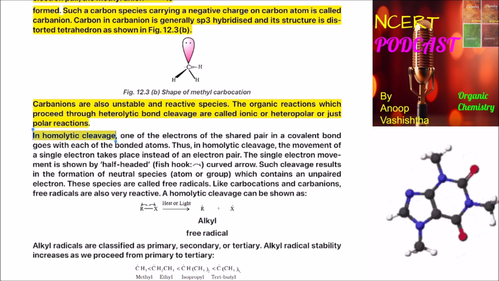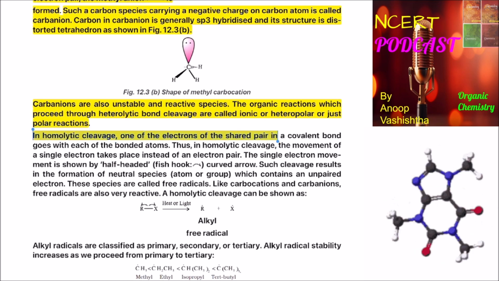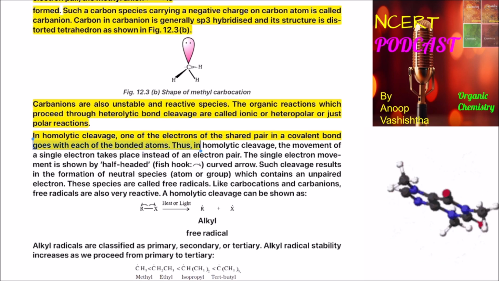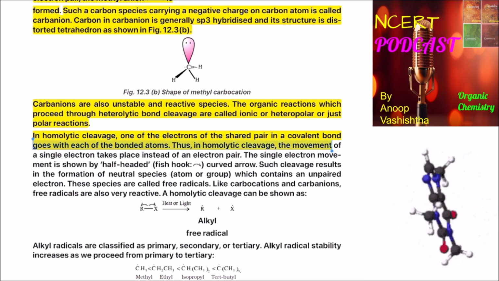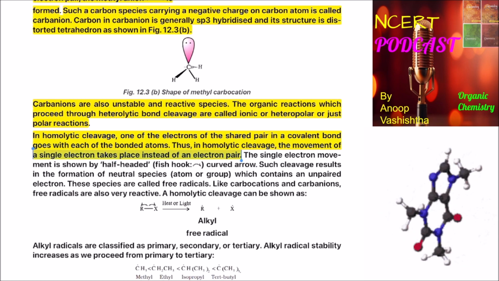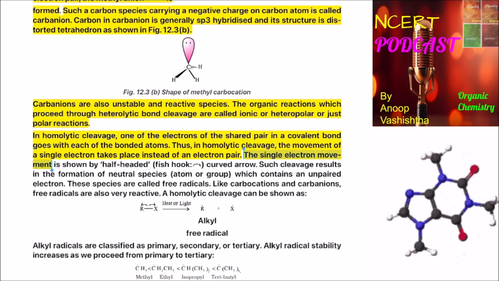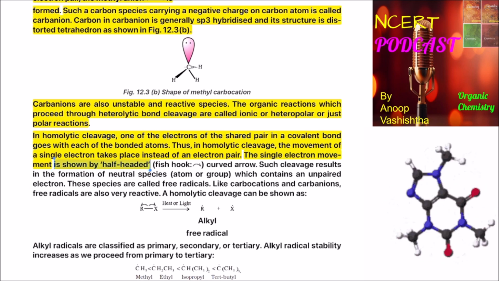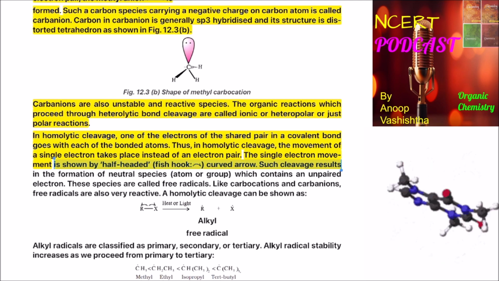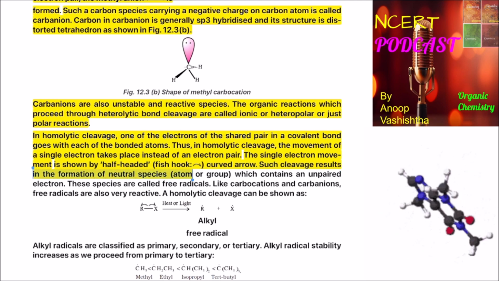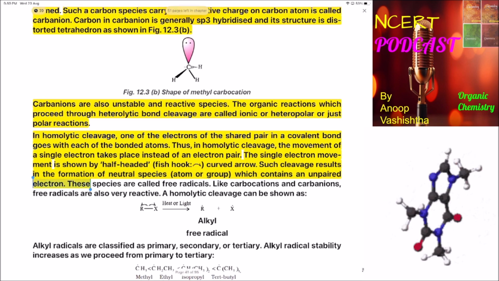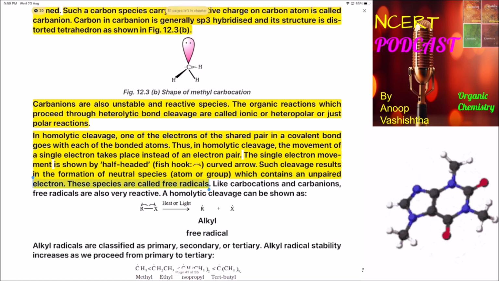In homolytic cleavage, one of the electrons of the shared pair in a covalent bond goes with each of the bonded atoms. Thus, in homolytic cleavage, the movement of a single electron takes place instead of an electron pair. The single electron movement is shown by a half-headed fish hook curved arrow. Such cleavage results in the formation of neutral species, atoms or groups which contain an unpaired electron. These species are called free radicals.